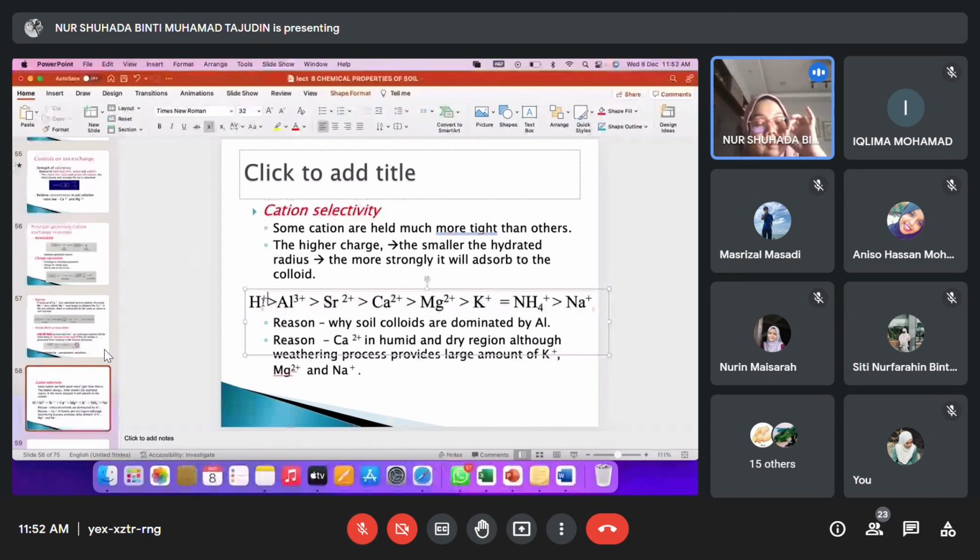That is why I said earlier that H plus is bad, because H plus has a higher affinity to be held by the soil. That's the answer to why H plus, just now.